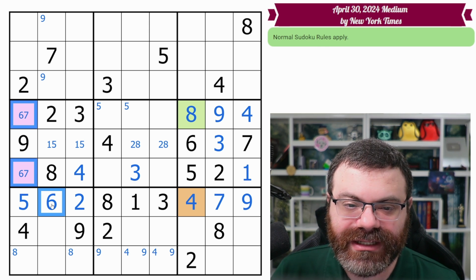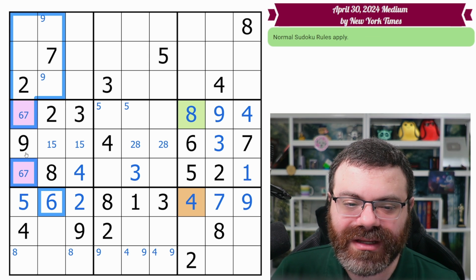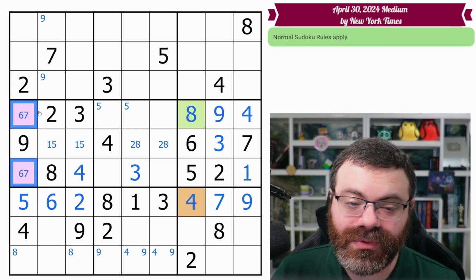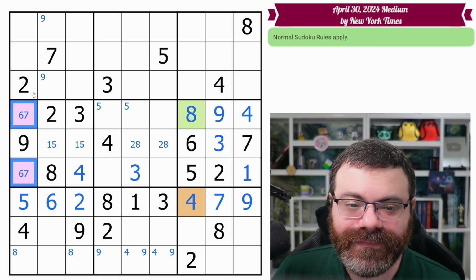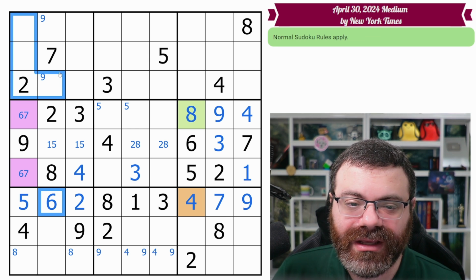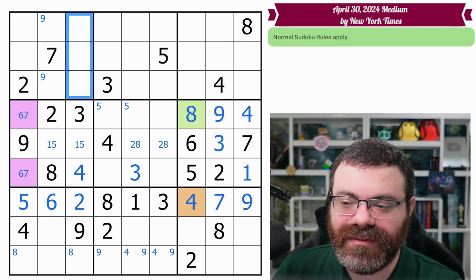So the 6 has a buddy down here. These aren't 6. These aren't 6, right? Because the 6 is going to be somewhere here. Remember our virtual buddy that we had before, or our pointing? It's very similar. It's just we have a pair this time. Pairs are even more powerful than those. So we have these 6s up here. So 6 ends up here.